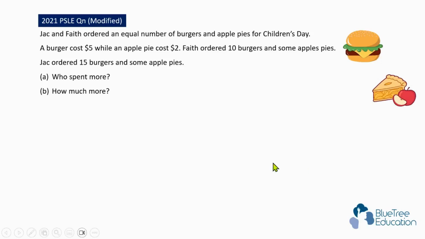Okay, so Jack and Faith ordered an equal number of burgers and apple pies, for children's sake. So Faith ordered 10 burgers and some apple pies, while Jack ordered 15 burgers and some apple pies. Now, in between, there's a statement that says the burger costs this much, while the apple pie costs this much. So when money is involved, you will most likely need to apply that technique, that's quantity times value.